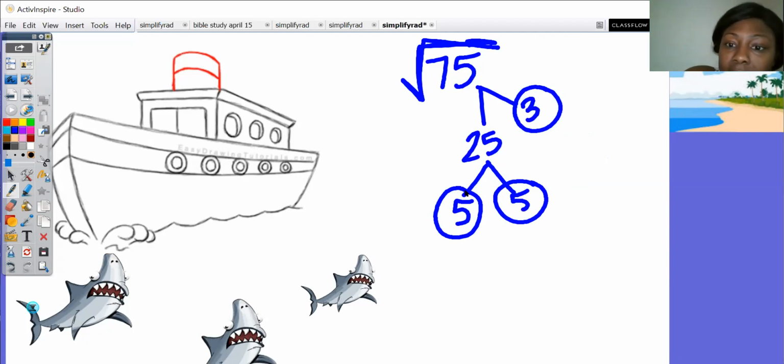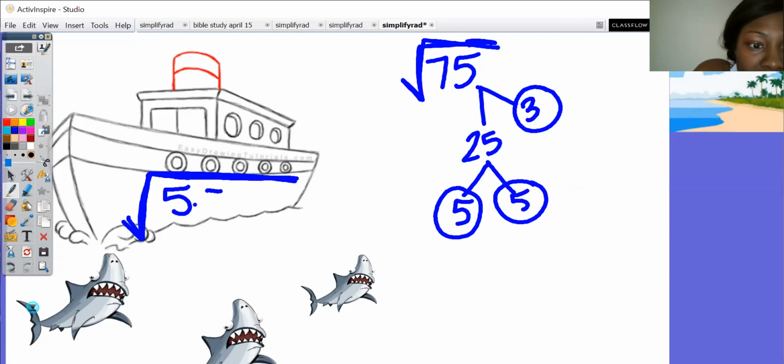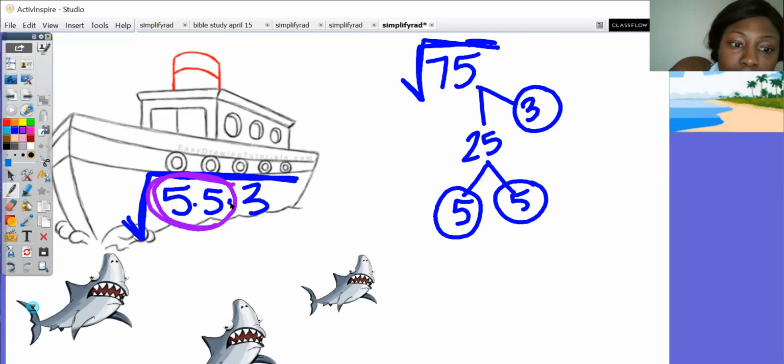prime factors, however many there are, I'm going to show you a trick to simplifying it. So this boat right here is the radical boat, okay? So I got a 5, and I have a 3. And the 5 and the 3 are all on the boat. And the trick is that we're going to take 2 numbers at a time, and the numbers have to be the same exact number. 5 times 5 and 5.